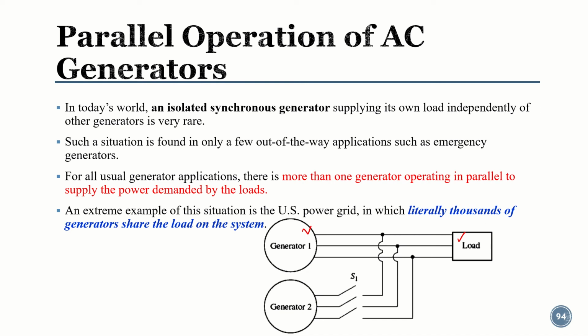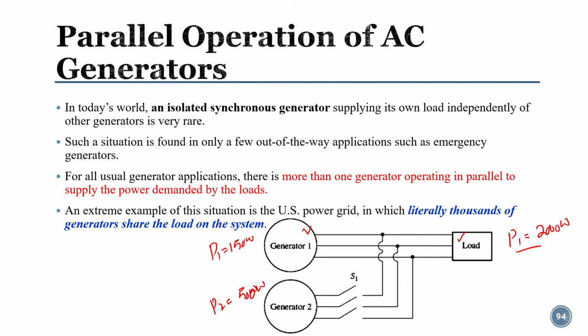For example, you could have more load requirements. Let's say you have a load requirement of 2000 watt, and this generator can supply, let's say, 1500 watt, and this generator can supply, let's say, 500 watt. So basically the load requirements will be met by the two generators. Similarly, we can install many generators which will be operating in parallel.